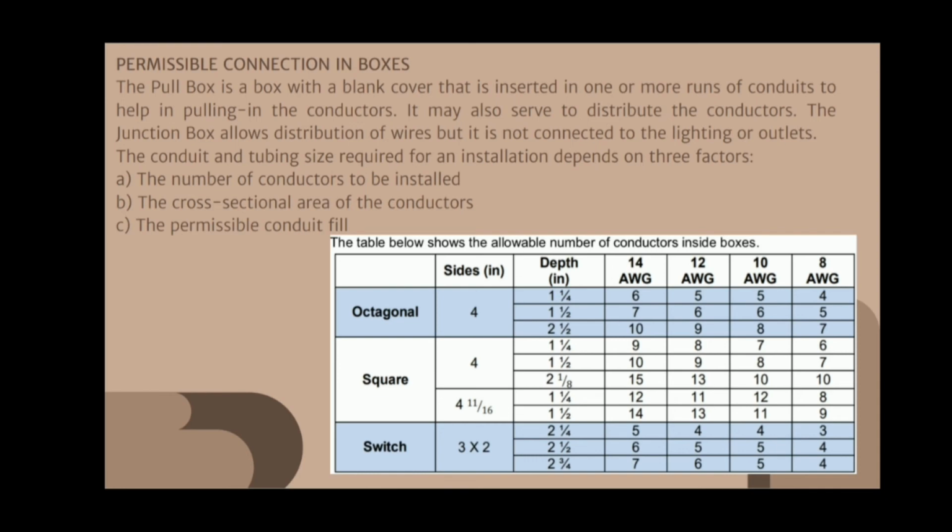The conduit and tubing size required for an installation depends on three factors. A. The number of conductors to be installed. B. The cross-sectional area of the conductors. C. The permissible conduit fill. This table below shows the allowable number of conductors inside boxes: octagonal, square, and switch.